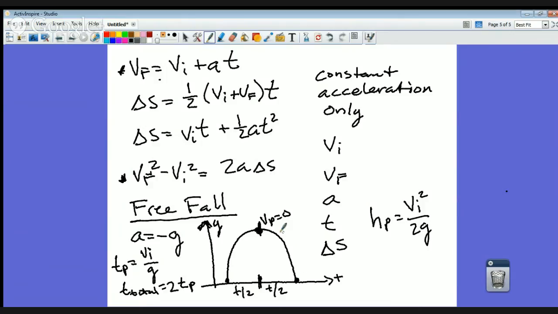And remember, for the falling part, we might ask how fast is something going when it hits the ground. When we say when it hits the ground, we really mean that instant right before it hits the ground. So that's what we're talking about.